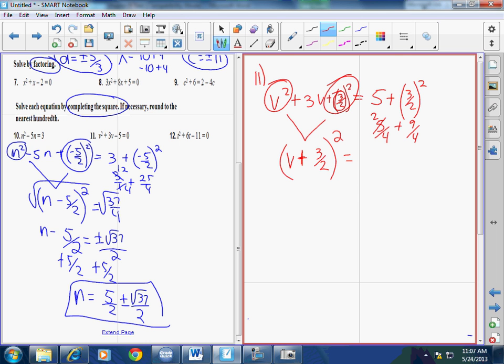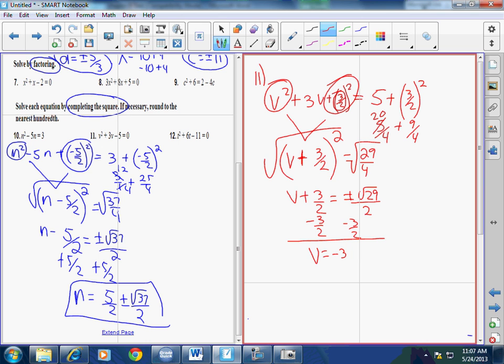That goes to 4. That goes to 20. So that's 29 fourths. Square root of both sides. So I've got v plus 3 halves equals plus or minus square root of 29 over 2. Subtract 3 halves to both sides. V equals negative 3 halves plus or minus square root of 29 over 2.